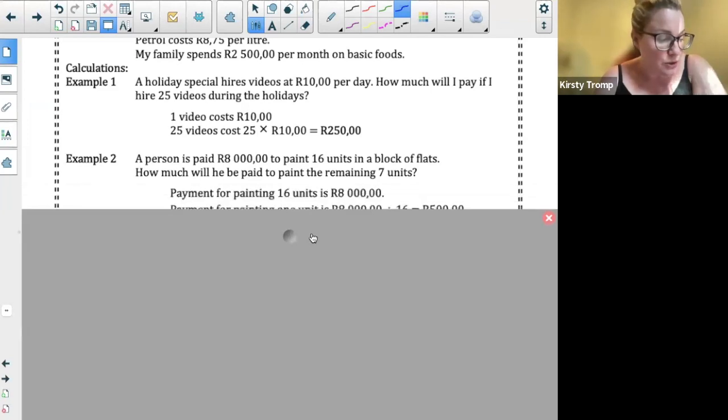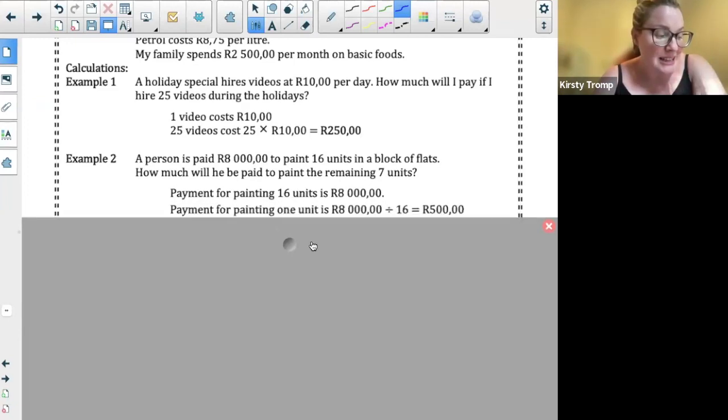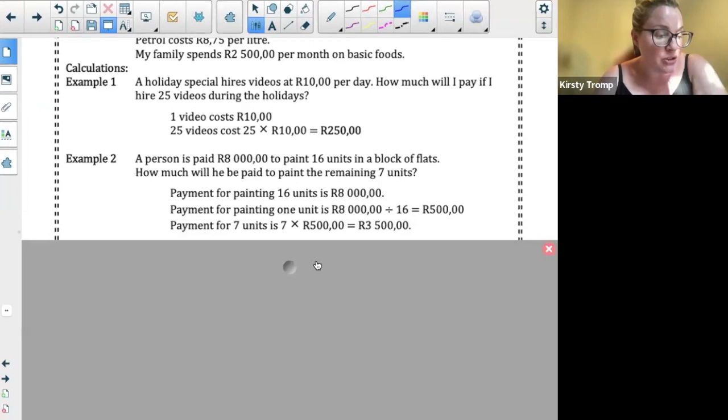What are we going to do? Well, to get paid to paint 16 is R8,000. So we must say 8,000 divided by 16. Why? To work out how much he got paid to paint 1. And that gives you 500 Rand. And then to work out how much you'll get paid to do the remaining, we're going to say 7 times the 500 Rand, which gives me 3,500.